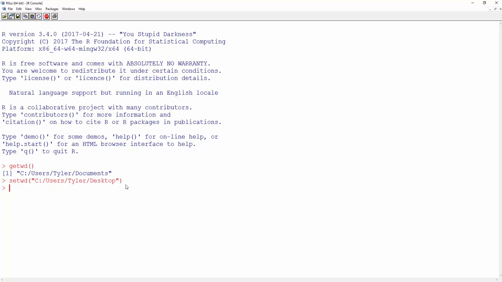Hit enter, and again, nothing here means it's good. We have no error. So now what we want to do is grab our data.